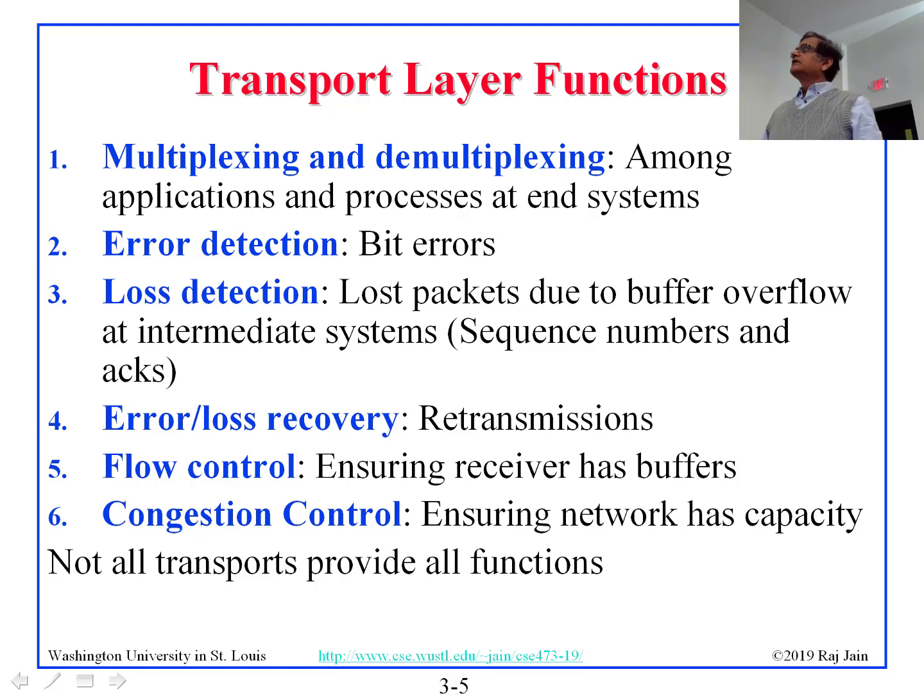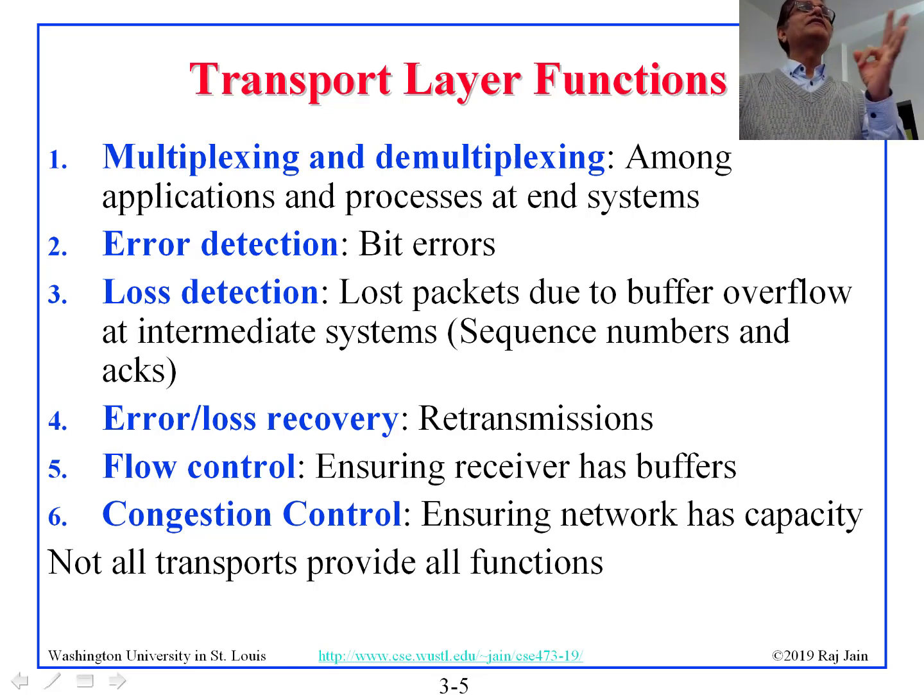All right. So what does the transport layer do? Transport layer does multiplexing and demultiplexing. So TCP is being used by many applications. There is HTTP, there is FTP, and so on and so forth. All of these have to be put into one pipe, and that is called multiplexing. When the packets come up from the wire, they have to be given to the right application. That is called demultiplexing.